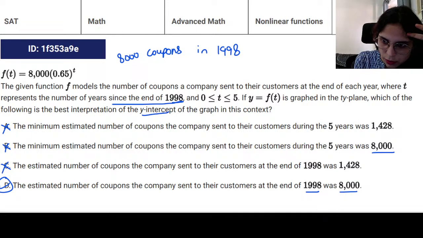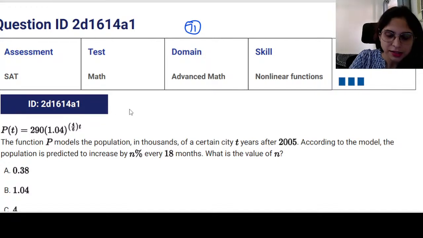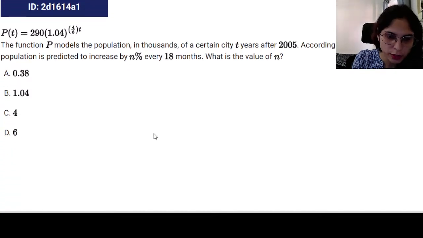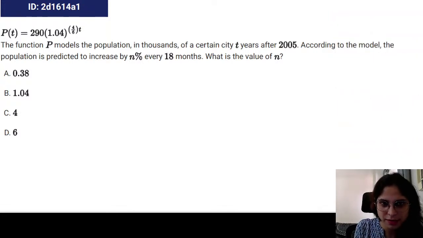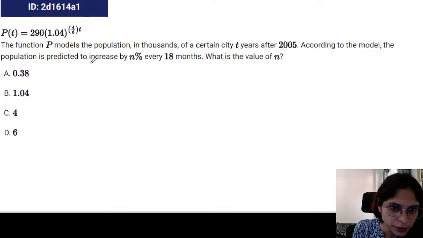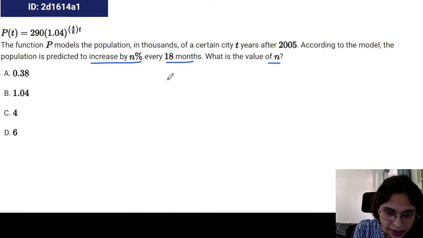Next one is question number 71. That's going to be on page number 72. Yeah, this is also a tricky question, but I will tell you how to solve this one. That's why in the previous question, I told you about two methods. So over here, P models the population T years after 2005. According to the model, the population is predicted to increase by n% every 18 months. What is the value of n? So first we need to find our B. So every 18 months, that means T is 18.